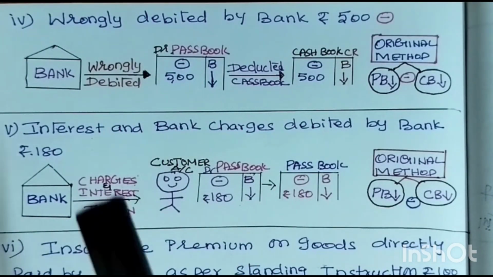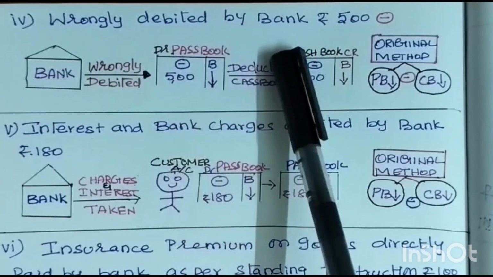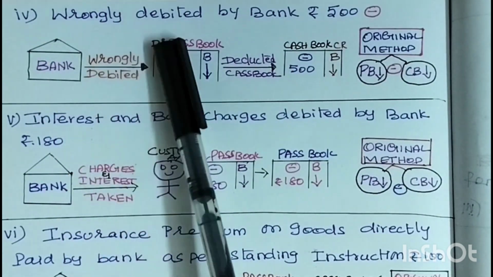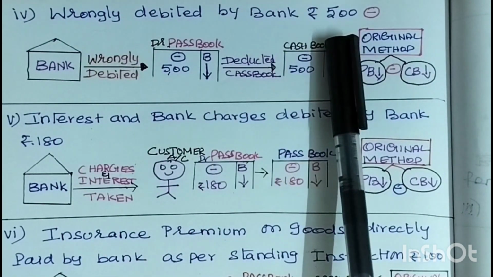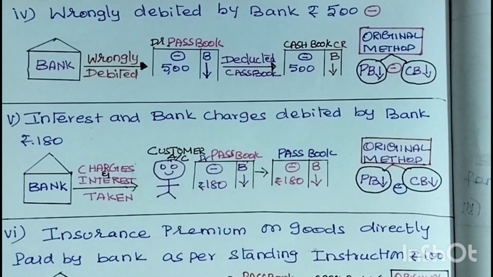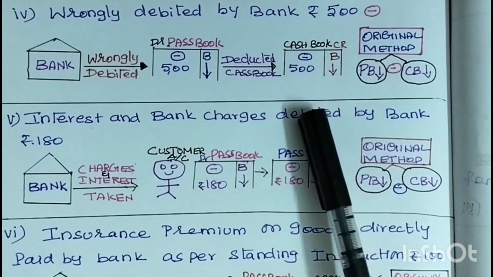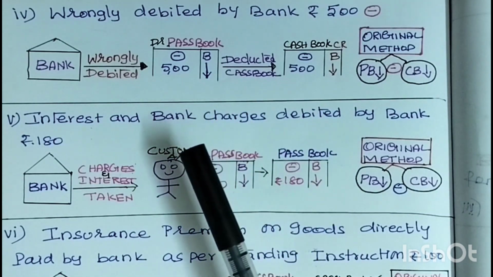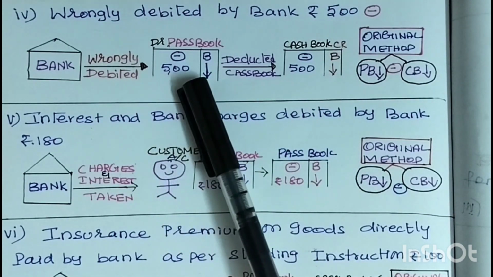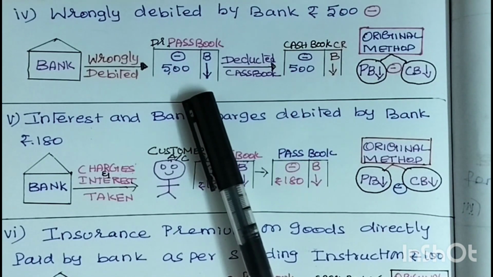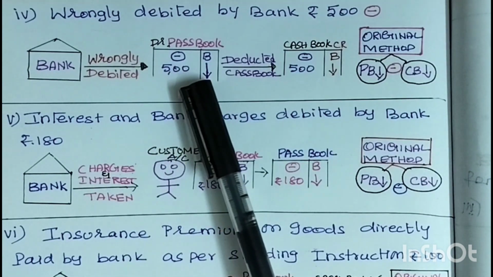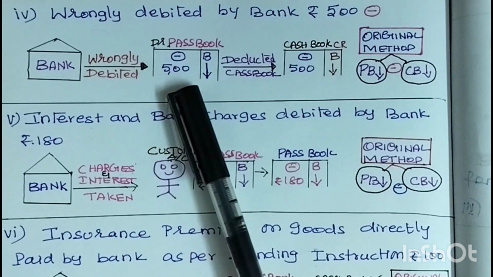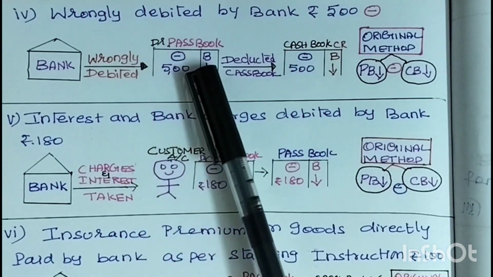The next transaction is wrongly debited by bank. The next transaction is wrongly debited by bank, rupees 500. 500 rupees wrongly debited by the bank means by mistake 500 rupees deducted from the bank passbook. 500 rupees decreased from your passbook. Subtracted, 500 rupees subtracted from your passbook.